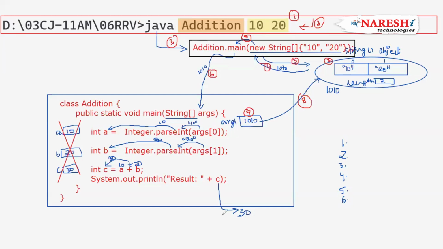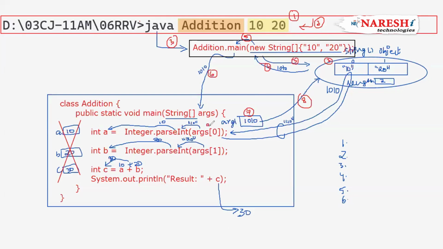Understand? Then next step is what? In the program, args of 0 reads the first value, double quotes 10, and gives it to parseInt method. Now tell me, what is the step number? Ninth step. Okay, program execution started.